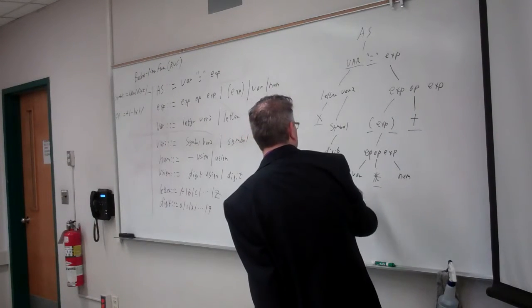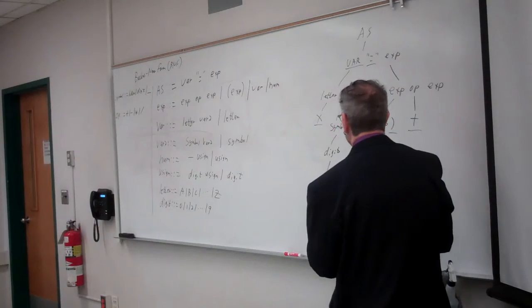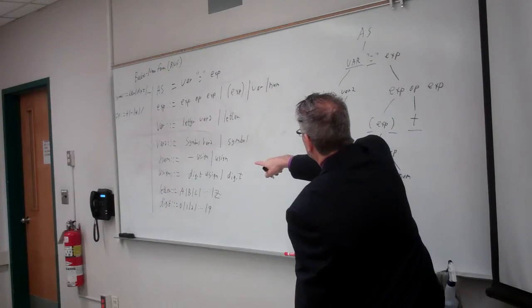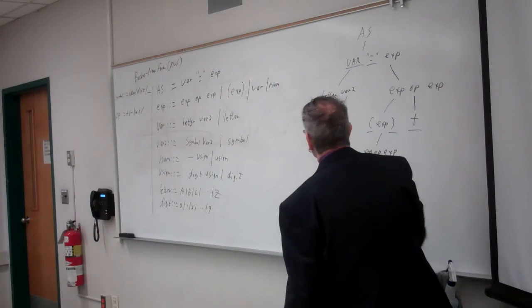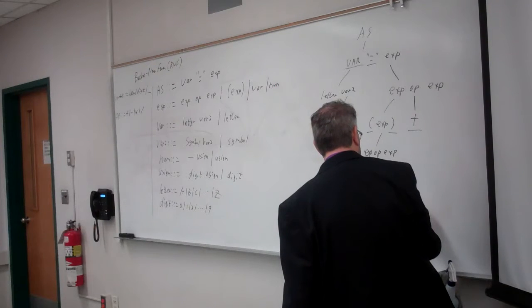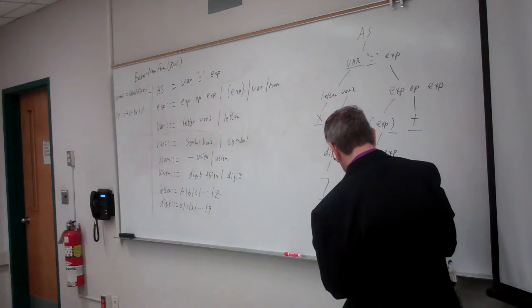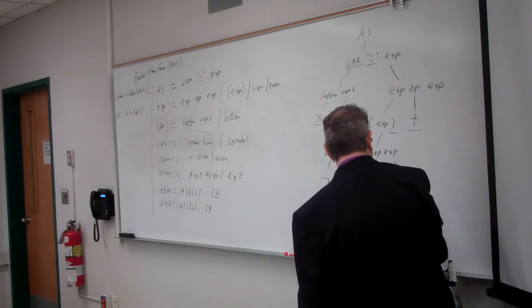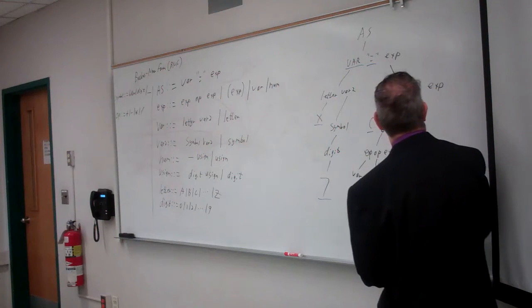A variable could just be a letter, so we'll just call this W. A number could be an unsigned. An unsigned is a digit followed by an unsigned. A digit could be 5, and an unsigned could be a digit, and that digit might be a 0. Plus is just a plus.